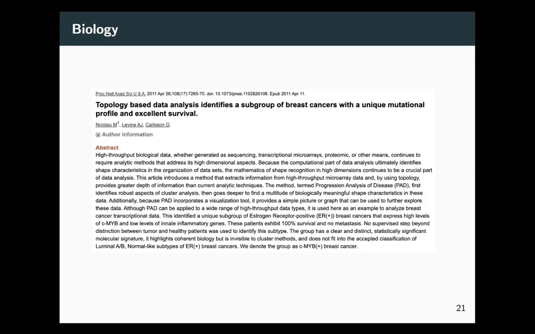So this is telling us that there really is actually something that topology can notice that maybe other statistical methods can't notice. And you can find this paper on the archive, I believe, if you want to read more about it.